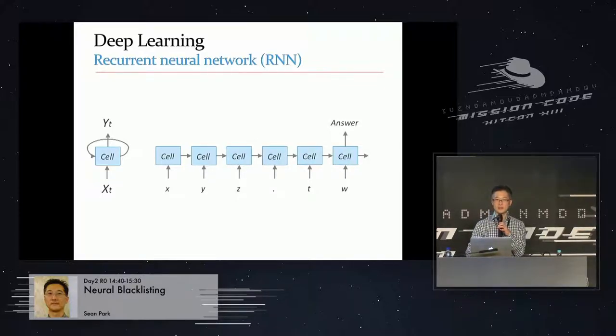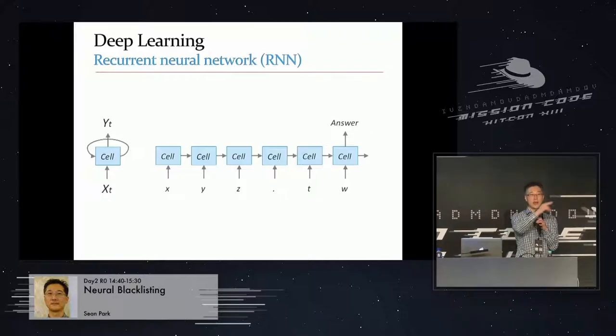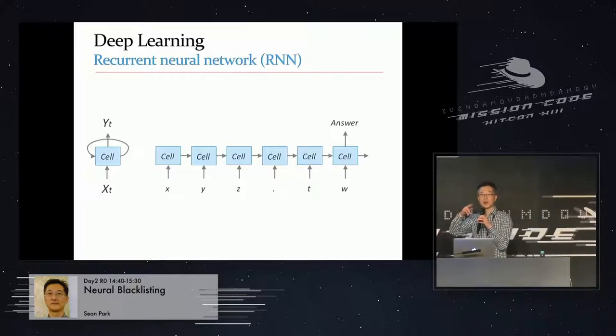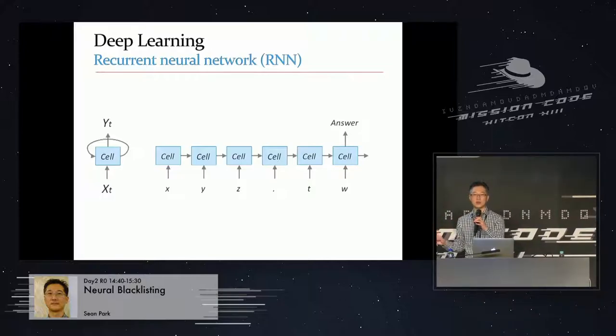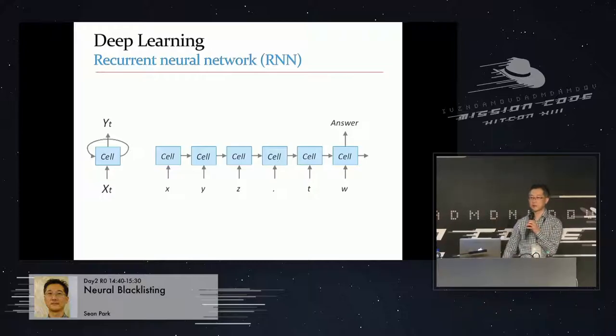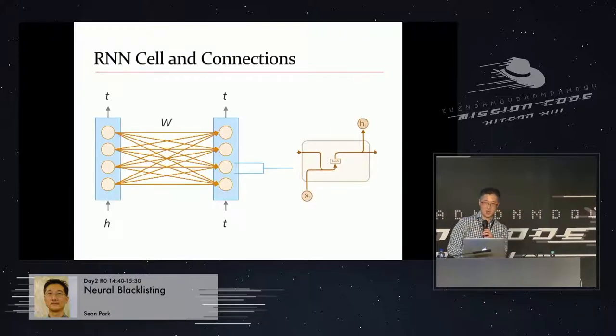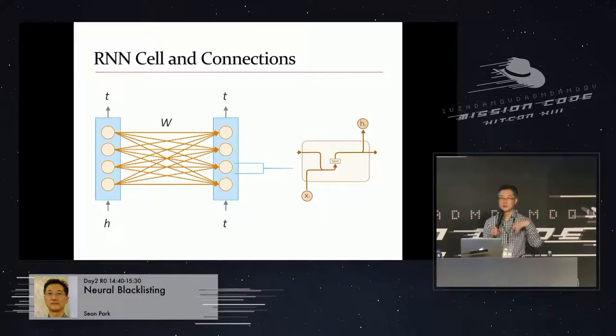And at the end, you want to get the answer. Well, so you have seen xyz.com.tw. What would be your answer, right? And that's the model that we've got. So if you just zoom in, between the cells, it will be looking like that. As I mentioned before, it has weights between the cells, and the weights will be just reused over time.